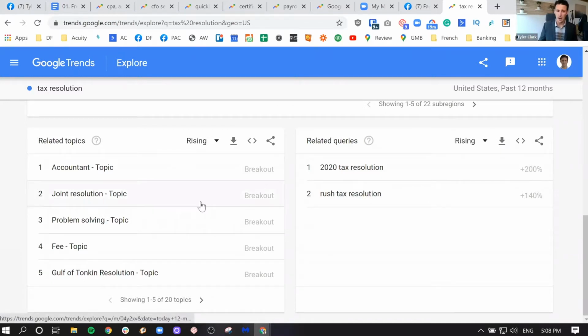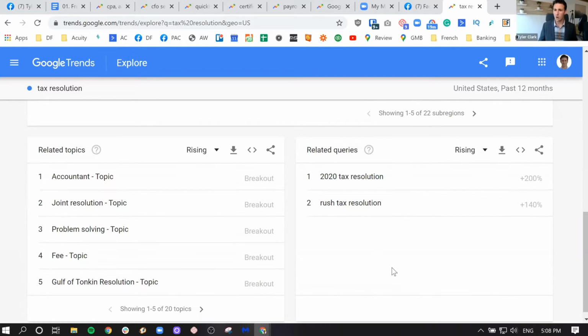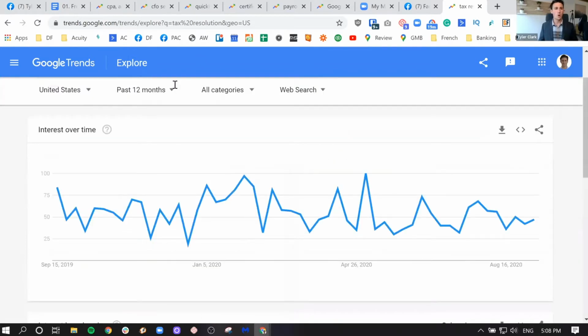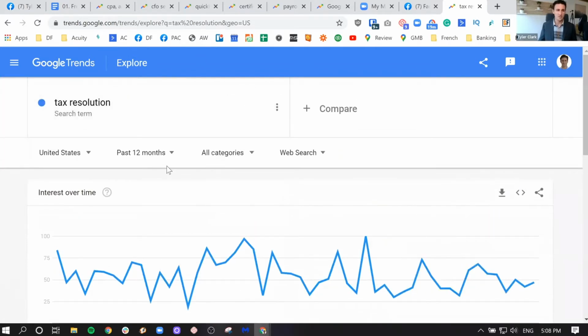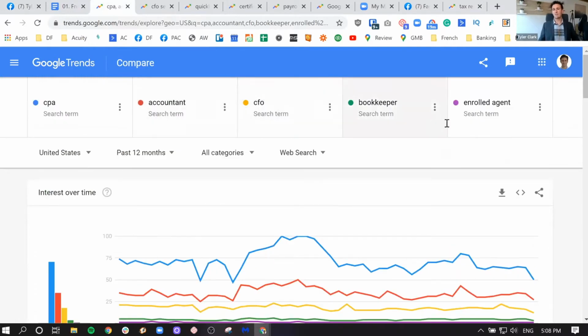And also related topics as well. So let me show you some of the ones that I broke out for you in advance of this. And ultimately, which one we're gonna start with is our versus category. CPA versus accountant versus CFO versus bookkeeper versus enrolled agent.